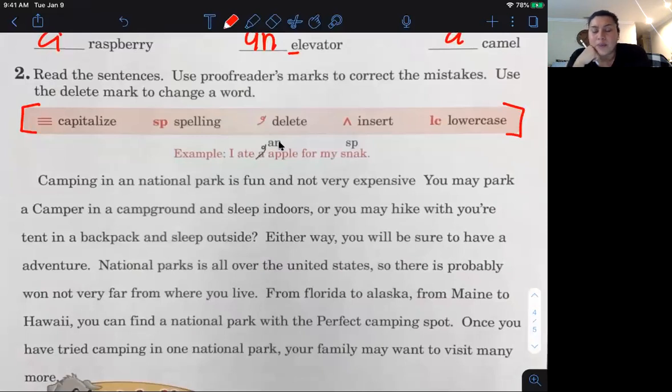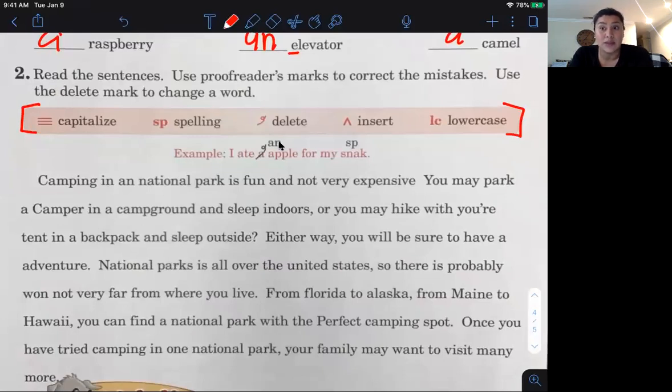They give you an example right at the top in red. It says, example, I ate an apple for my snack. Is that the way you say it? A apple or an apple? I ate an apple. Well, apple starts with a vowel sound, so it's an apple, an. And for my snack, is snack spelled correctly? It's C-K because it's a short vowel sound. So, you see how they wrote SP right at the top? That's because it's spelled wrong. So we would need to do the same thing.